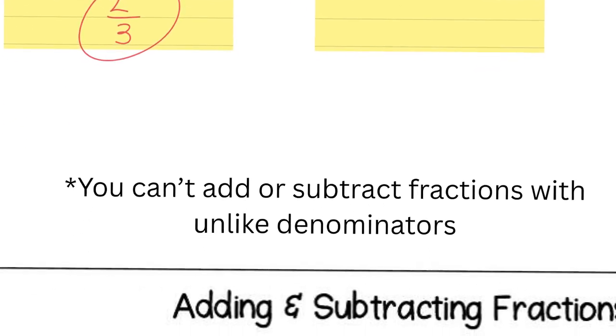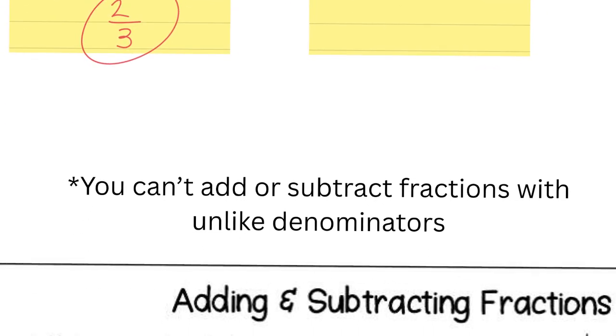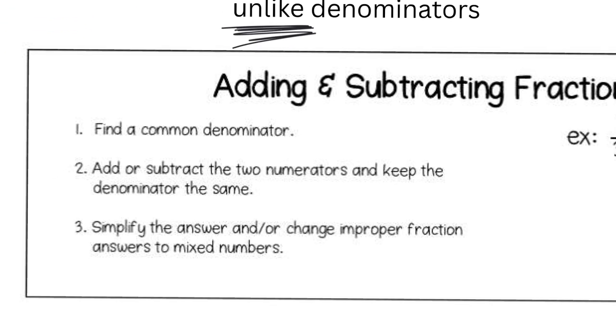All right, so here's my little note. This is important. This is where it gets challenging. You cannot add or subtract fractions with unlike denominators. Unlike denominators mean different denominators. We're going to go over what to do when the denominators are different, because you can't add or subtract until they're the same. So here are the steps.